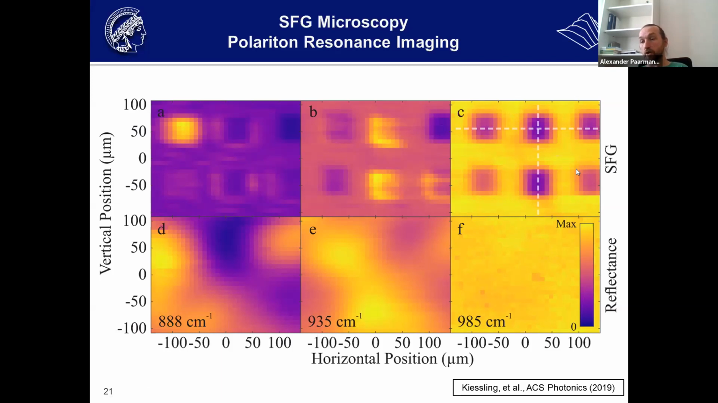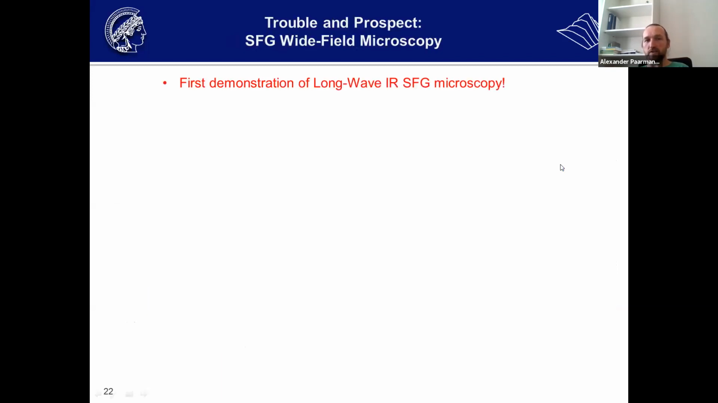So this was good. This was our first shot. And actually, on a technical side, that was the first experimental demonstration of doing SFG microscopy in that wavelength range. Up until then, everybody had done this at 3 micron at most. We were the first to do this at 10 micron. We can in principle do it at longer wavelengths.